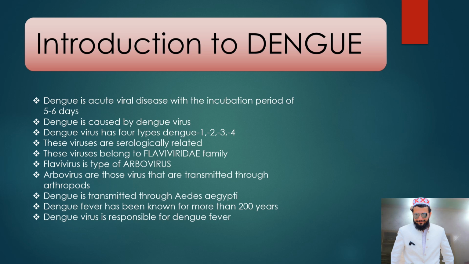And these viruses are serologically related. It means that they have the same antigenic structure, due to which there are more severe cases when there is a secondary response. These viruses belong to the Flaviviridae family.